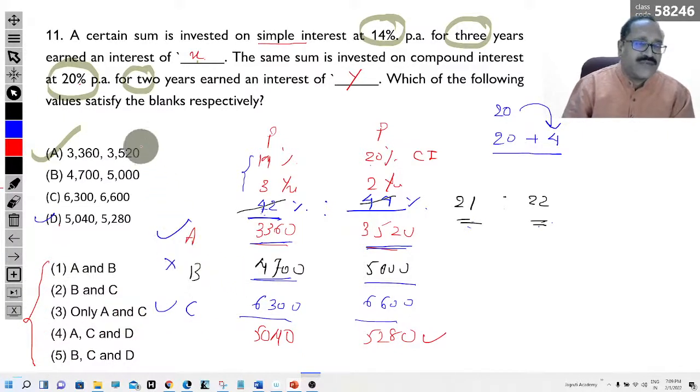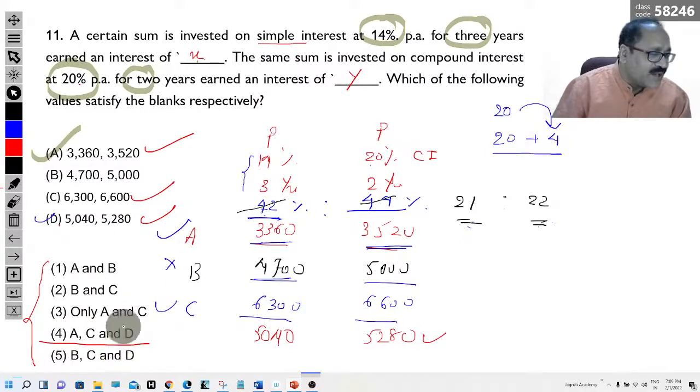Okay, that's right. So when you look at this, Akanksha, these are the options. Which all are satisfied? A satisfies, and I notice that B is not, C satisfies, and D satisfies. So the option 4.